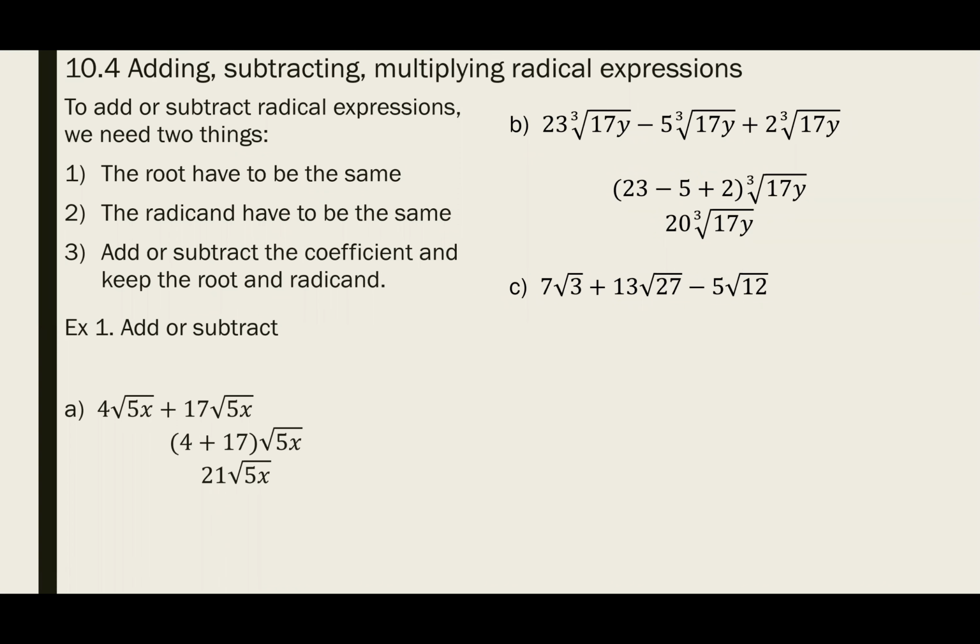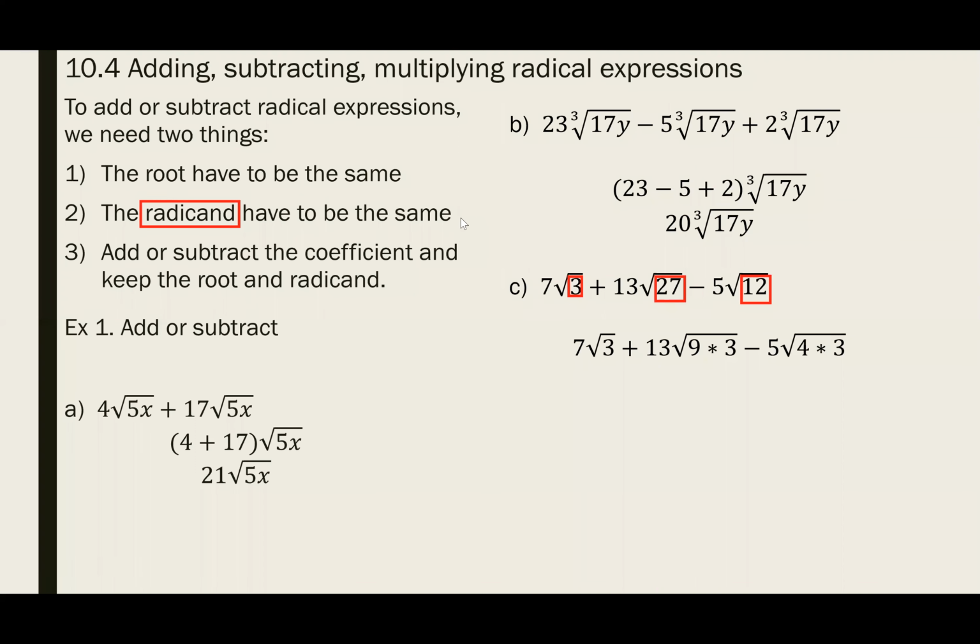If it's not the same, like in this case, we know we have a square root, so that's good to go, right? We have square root 3, square root 27, square root 12. Now we say, well, the radicands are not the same. So what do we do? Before we can say this is our answer, we have to ask ourselves, is there a perfect square inside 27? Is there a perfect square inside 12?